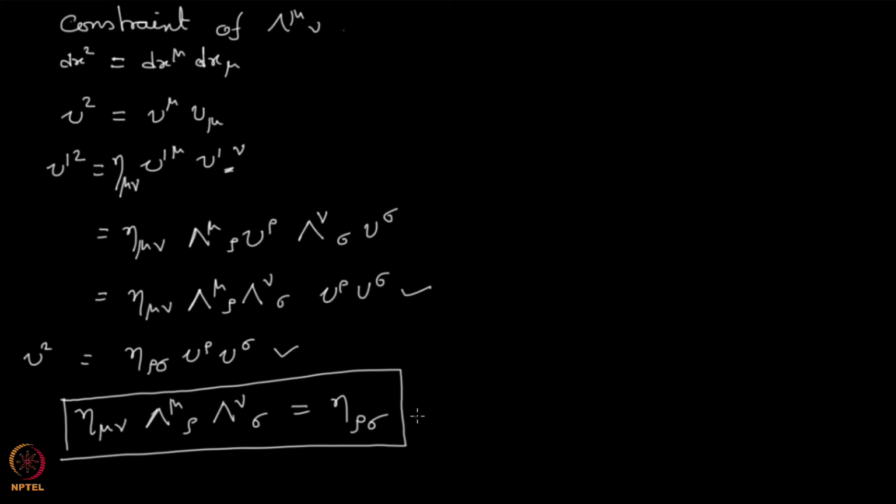Now, let me write it in matrix form. To do that, I will do the following. I will write lambda mu rho, this is this piece, then eta mu nu, I can write here, there is no issue, then lambda nu sigma, and eta rho sigma. That is the same equation. I can move around eta and lambda because these are elements of the matrices.